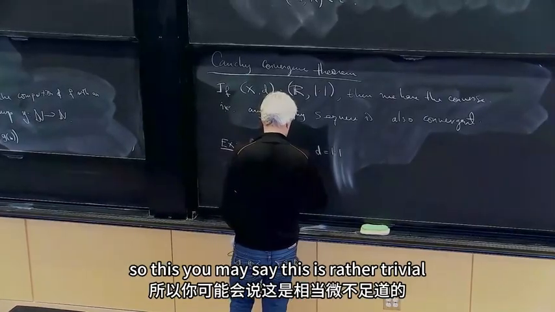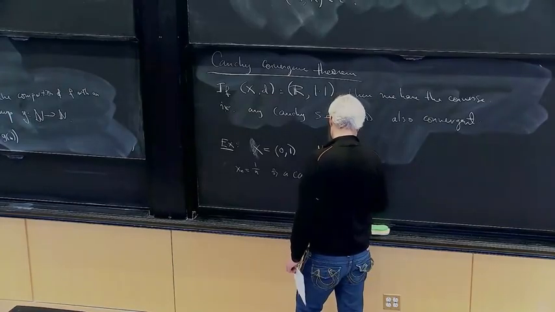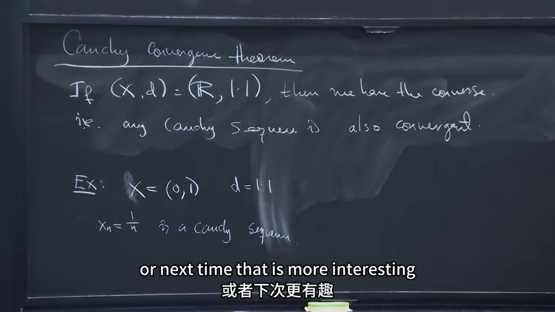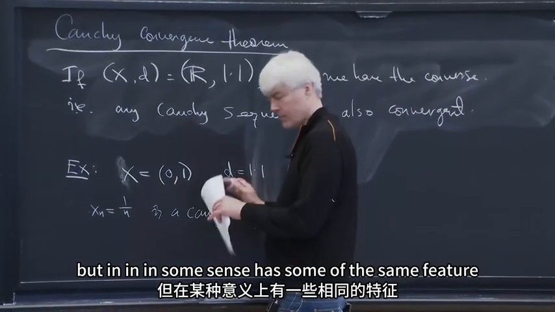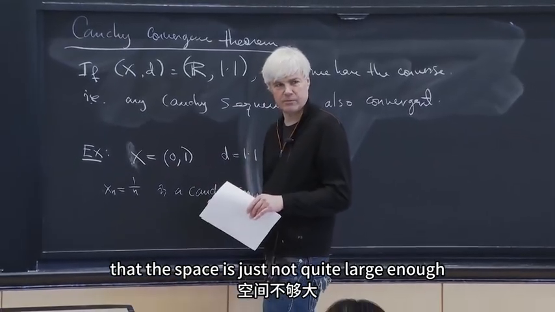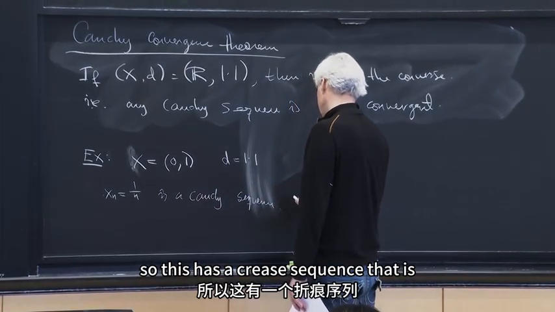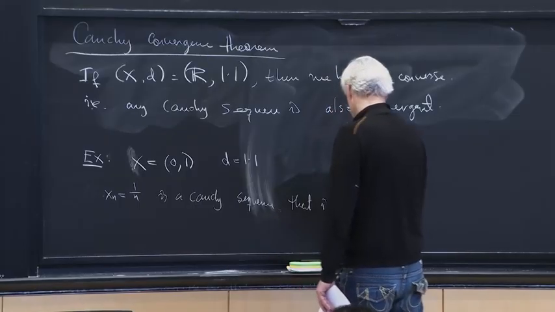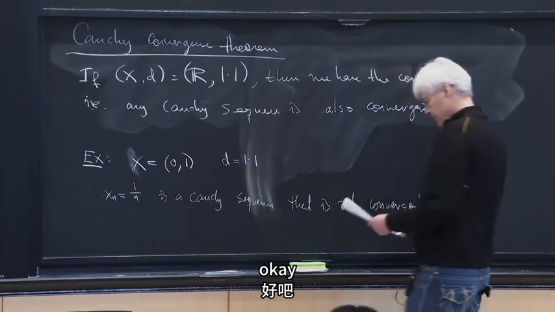So you may say this is a rather trivial example, not very interesting. I'll show you another example a little bit later or next time that is more interesting, but in some sense has some of the same feature, that the space is just not quite large enough. Okay, but it will seem more interesting. So this here is a Cauchy sequence that is not convergent.